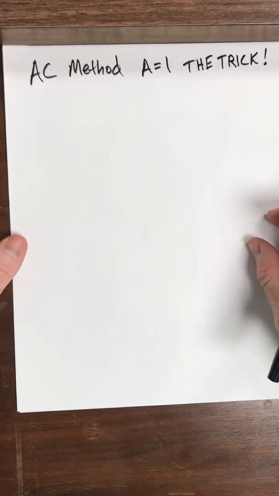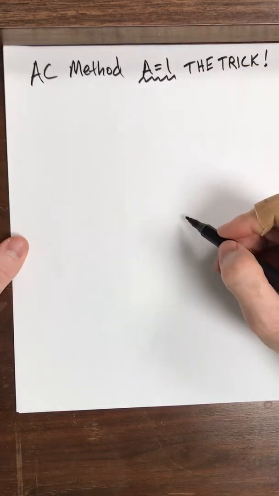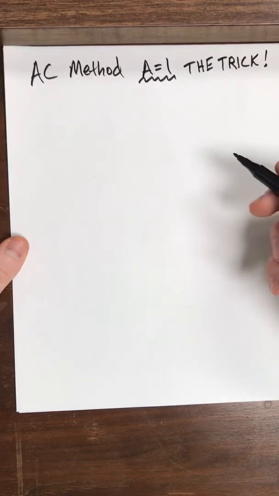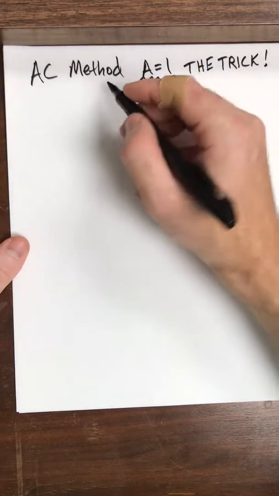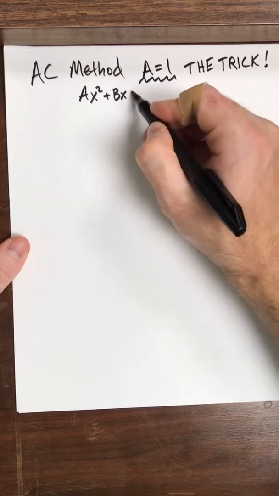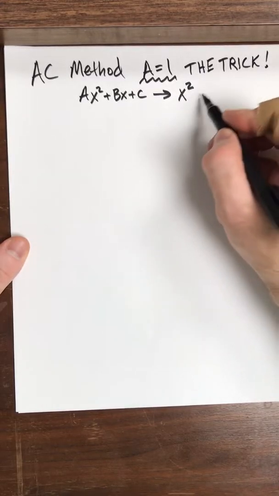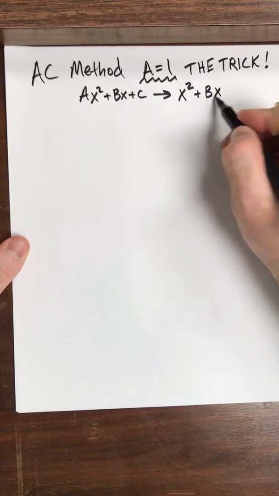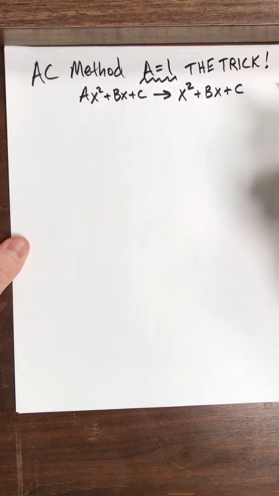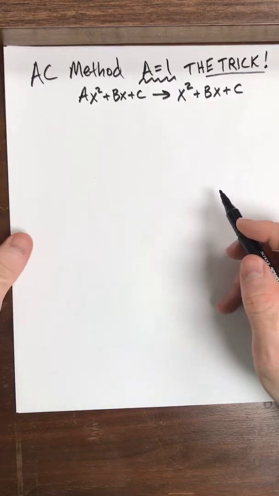Okay, so we're going to do a factor trinomial problem, AC method, but we're going to do this one with a equal to 1, so that leading coefficient is going to be 1. So the form, ax squared plus bx plus c. Here we're going to have a equal to 1, so it's going to look like this. It's just going to be x squared plus some number x plus some number. Okay, so that's the form. So there's a trick here that I'm going to show you that allows us to factor really quickly.